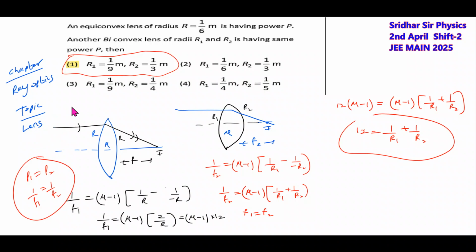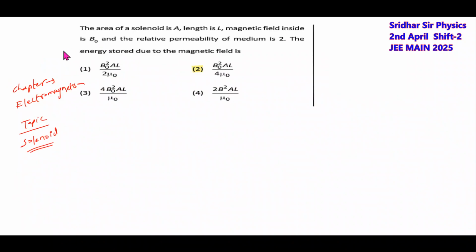Now we take the next question. This question belongs to the chapter electromagnetism or moving charges and magnetism. And the topic is solenoid. Let me read the question. The area of solenoid is A, length is L, magnetic field inside is B0, and the relative permeability of the medium is 2. The energy stored due to the magnetic field is. So it is something related to the solenoid.